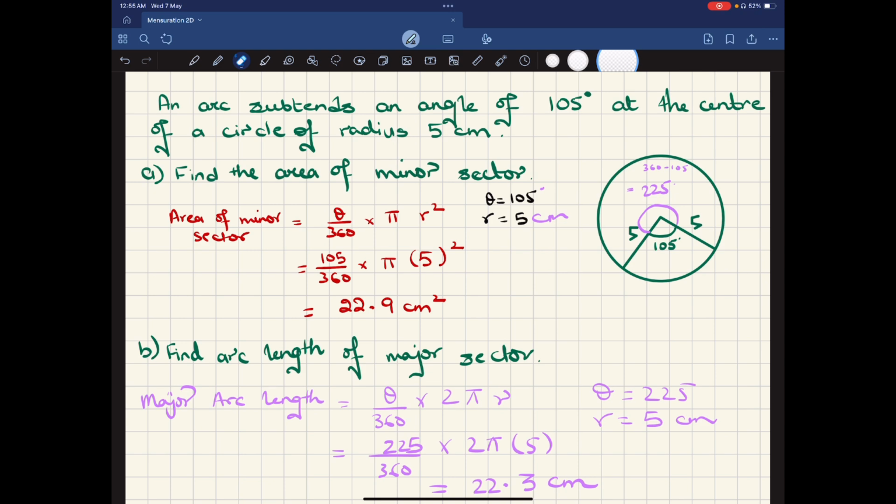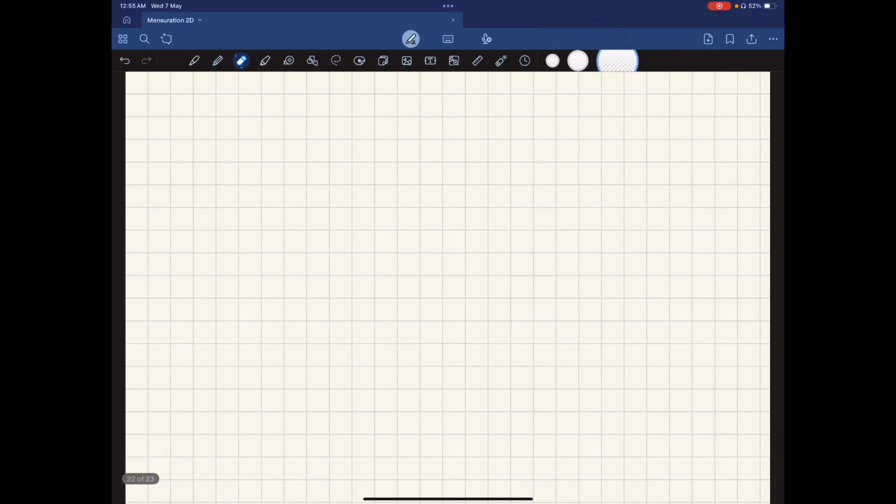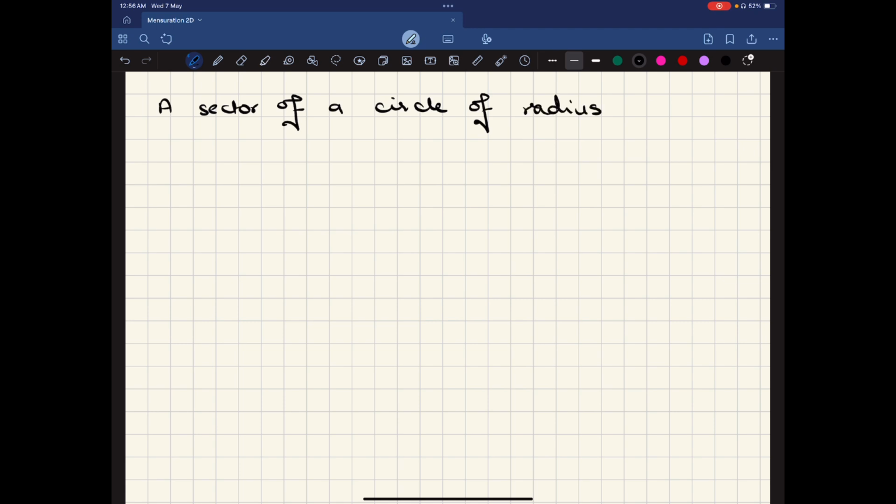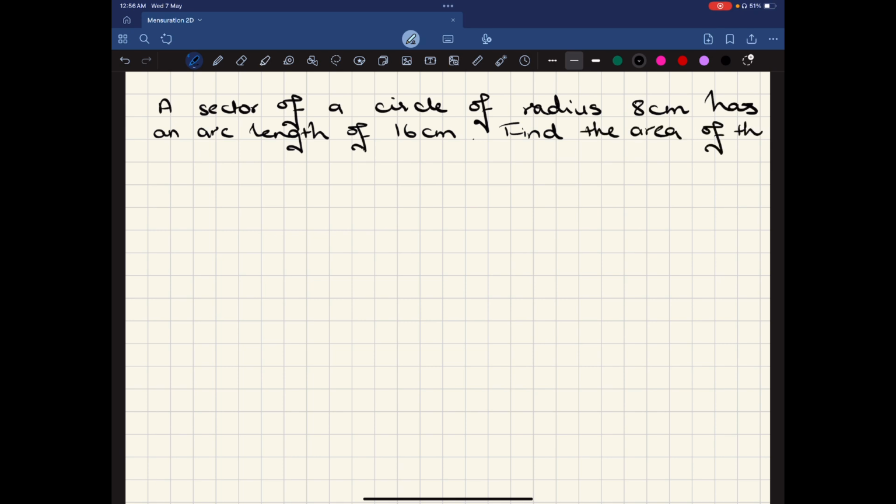Let's do a very quick example and then we can move on to segments. Okay, so if a sector of a circle of radius 8 centimeters has an arc length of 16 centimeters, find the area of the sector.